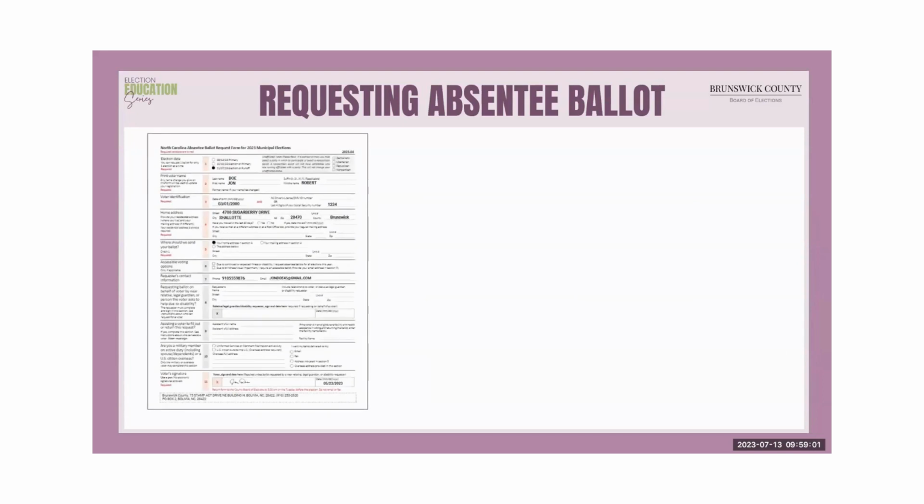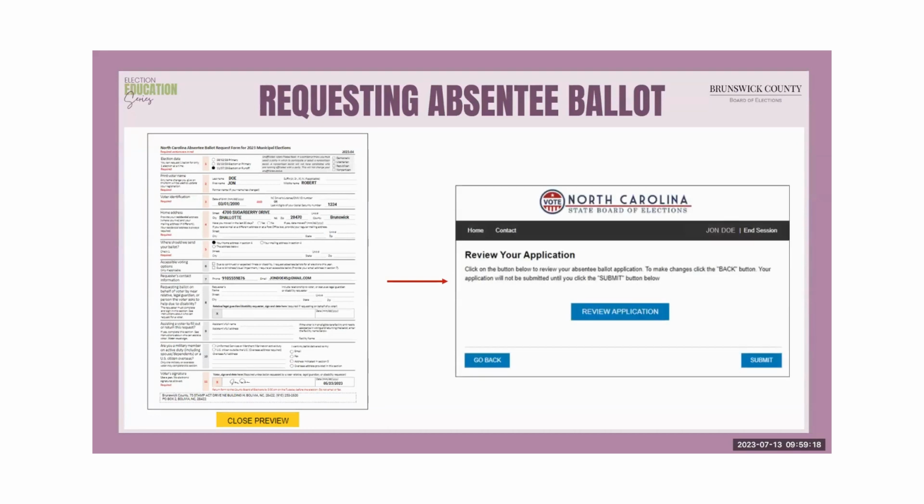Clicking Review Application will bring up the completed form. The voter can check to make sure everything is completed and correct. At the bottom of the form will be a Close Preview button. When the voter clicks this button, it will bring up the Review Application page again. If there were mistakes, the voter can go back and change those.